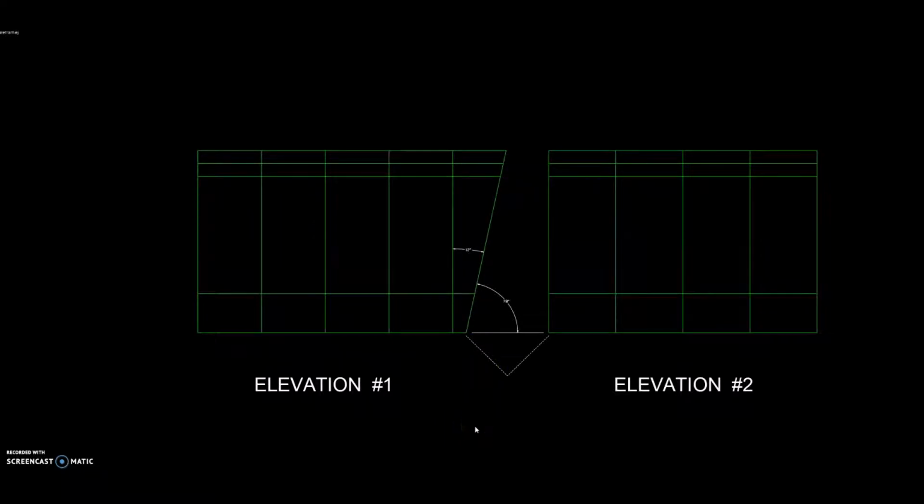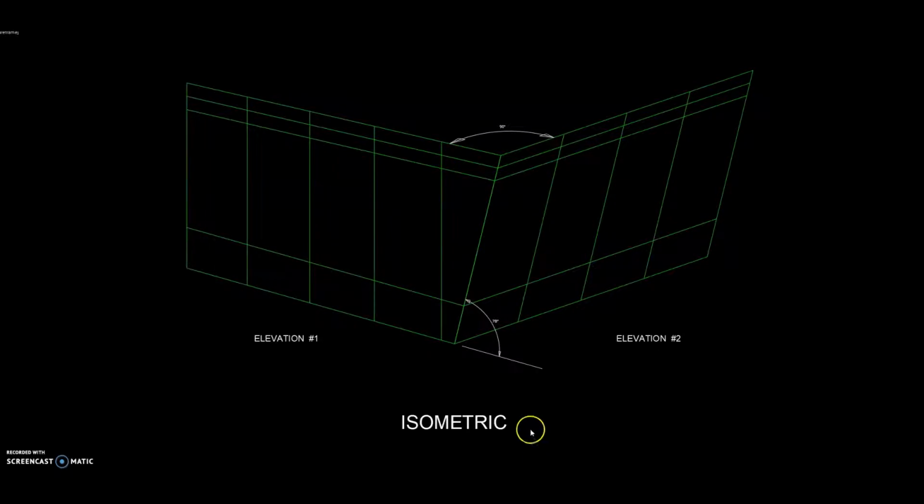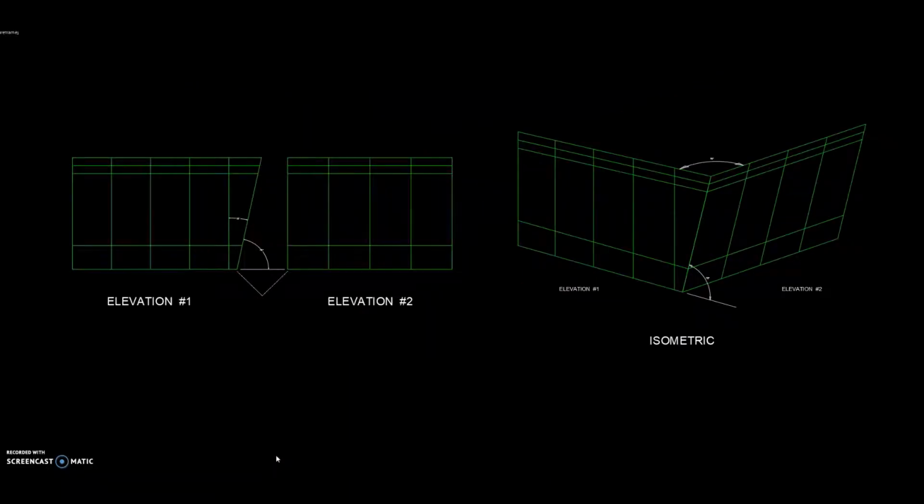To better visualize what we have, let's see the following schematic isometric. As clearly as this shows us, elevation number 1, vertical, joining elevation number 2, slope. Now that we have seen all this information, let's start our process. The first step will be to determine the depth of the system we're going to be using to fabricate these elevations. Let's pick arbitrarily a 7.5-inch deep system.